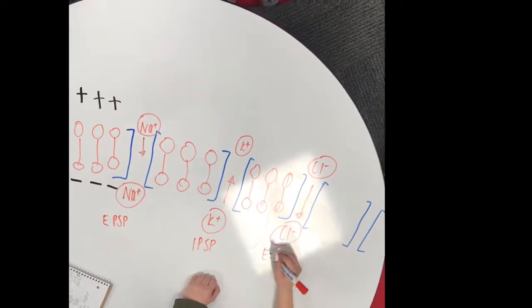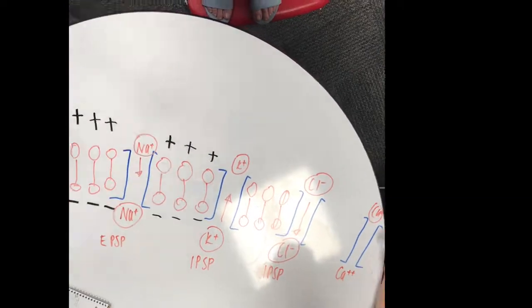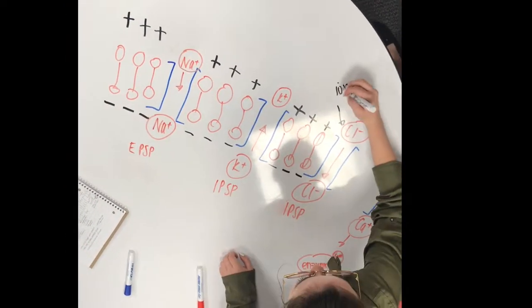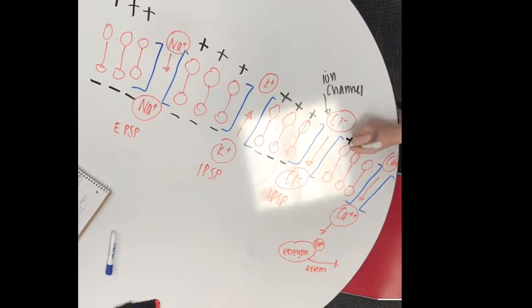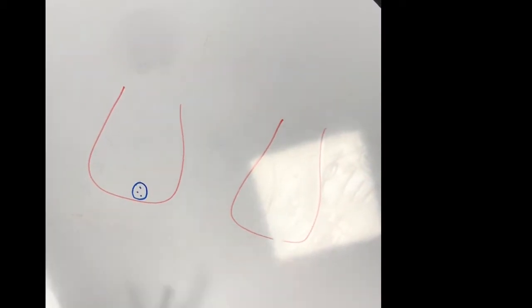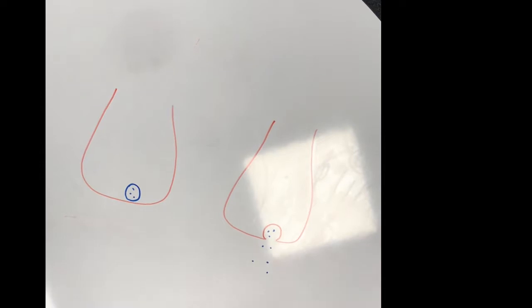Once the action potential reaches the terminal button, it causes calcium to come into the cell and binds to an enzyme, which carries the vesicles down to the presynaptic membrane. Here we see the enzyme moving all of the vesicles towards the presynaptic membrane. The vesicles are then absorbed into the presynaptic membrane, causing it to be released into the synaptic cleft.